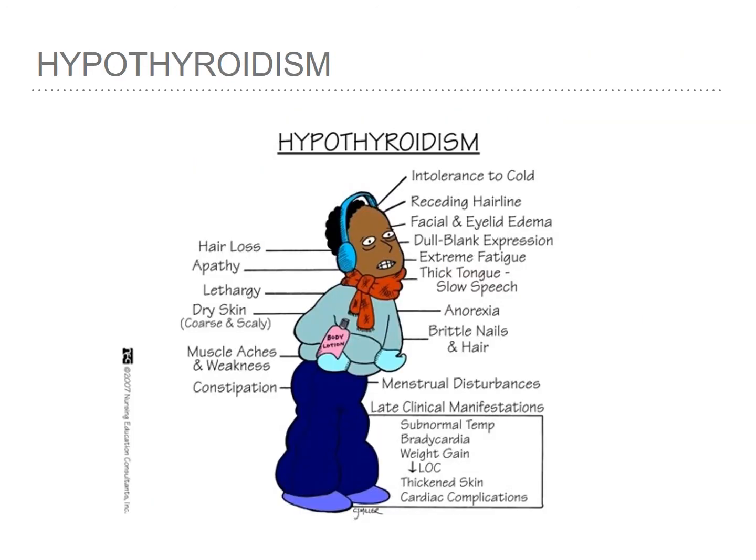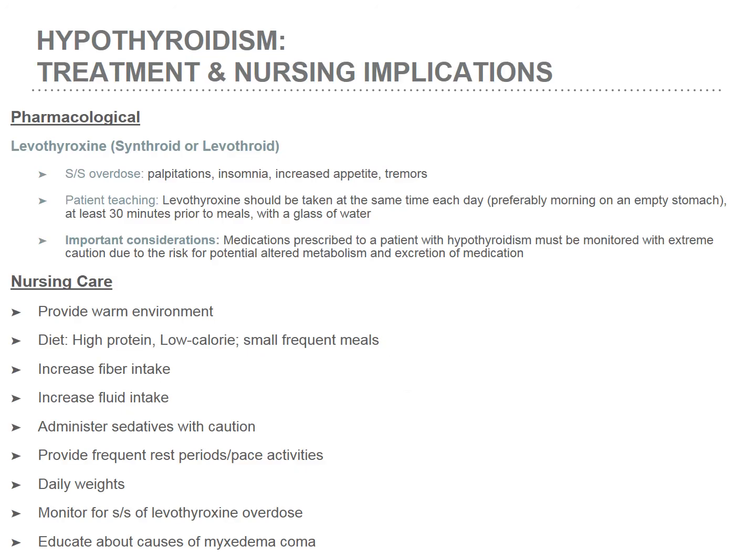Picture to help people who are visual remember your clinical manifestations for hypothyroidism. And your treatment and nursing implications. So, pharmacological treatment would be your thyroid hormone replacement. So, levothyroxine is T4, and that is the most common thyroid hormone replacement that is given to these patients. It's also called Synthroid or levothyroid.